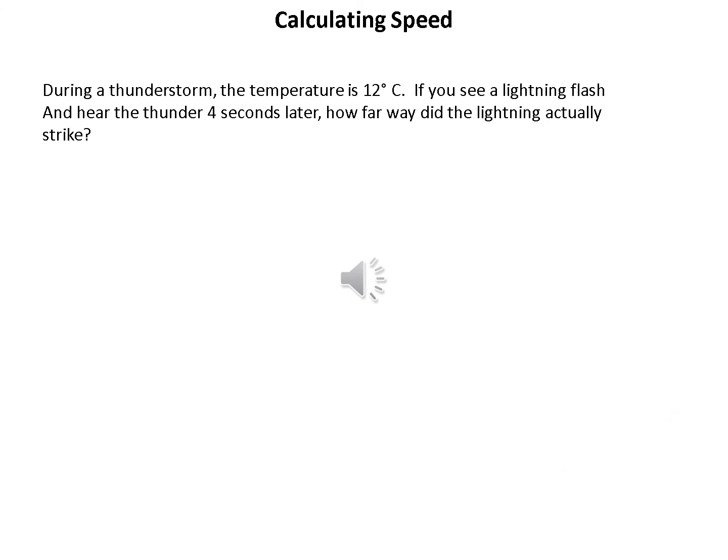During a thunderstorm, the temperature is 12 degrees Celsius. If you see a lightning flash and hear the thunder 4 seconds later, how far away did the lightning actually strike? This is going to be a speed problem. Remember that I said that since we're not together, I'm giving you a break, and I'm always going to give you the speed equation. So we're going to be using the speed equation to calculate this, where speed equals 331.5 plus 0.6 times the temperature in Celsius, and we'll label it meters per second.